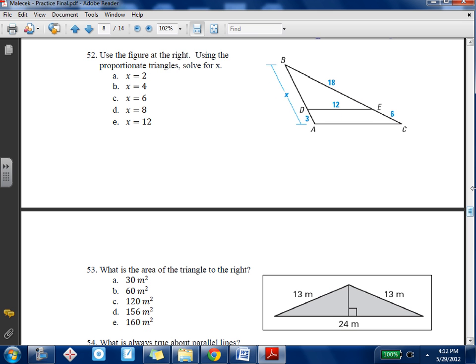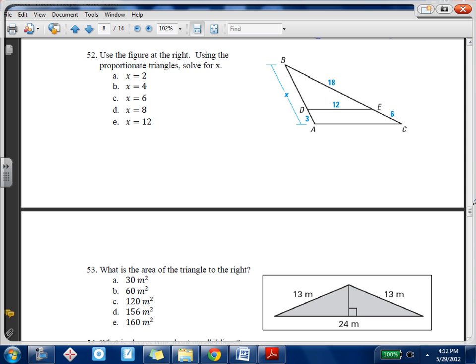Number 52. Use the figure at the right. Using the proportionate triangle, solve for x. Well, first thing we need to know is that this triangle is a similar triangle. We have the red triangle in here, and it is similar to the green triangle because they overlap. Similar means that they're the same shape, but they're different sizes.